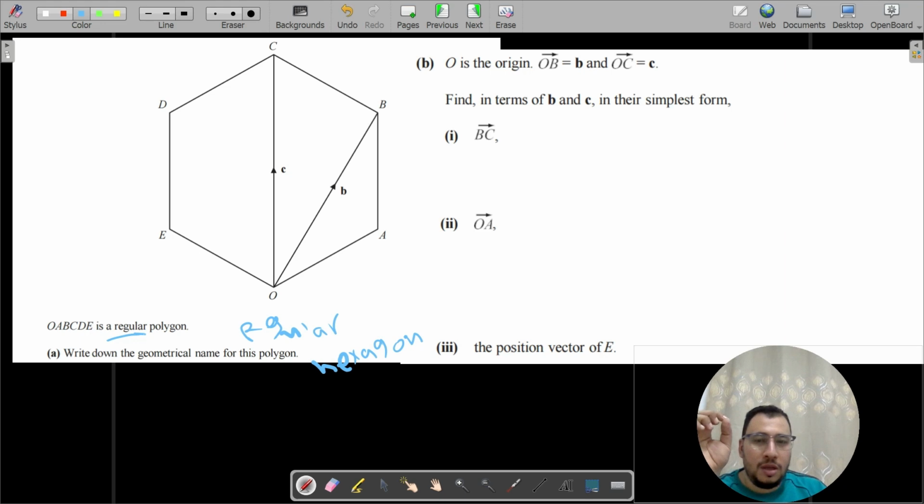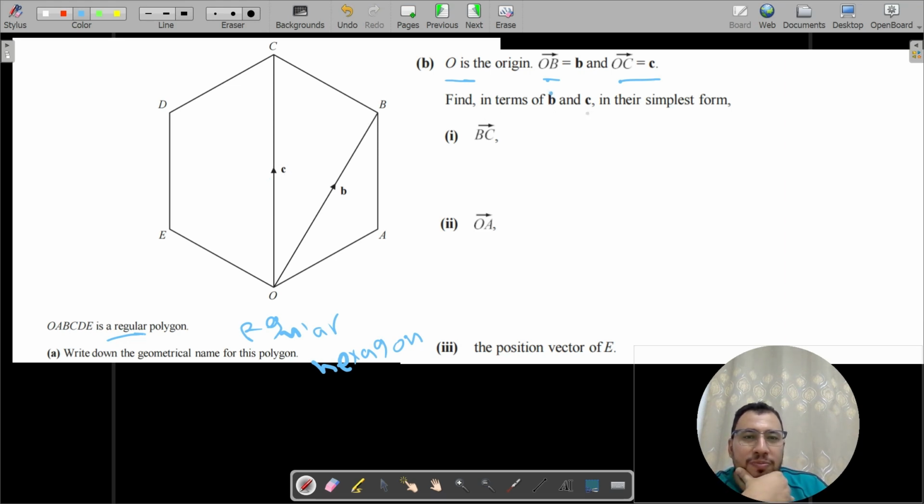There are some tricks about the regular hexagon I will tell you about in this question and the next question also. You have to pay attention to that because it will save much time. Here he told me that O is the origin. Origin means he may ask about the position vector of any point. OB is B, you can see that here. OC is C, and also you can see that over here. Okay, let's continue.